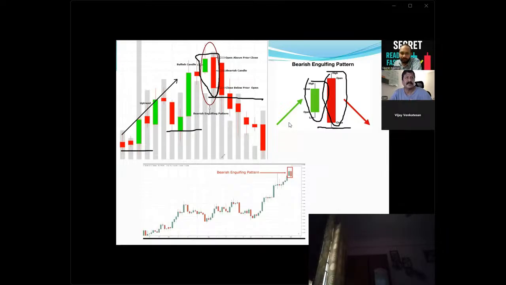Here in the chart also I have taken a snapshot, where I have shown the bearish engulfing. Once it comes down, you can take a short position here and exit. The first target, second target, like that. It depends on you how many targets you want to wait for.